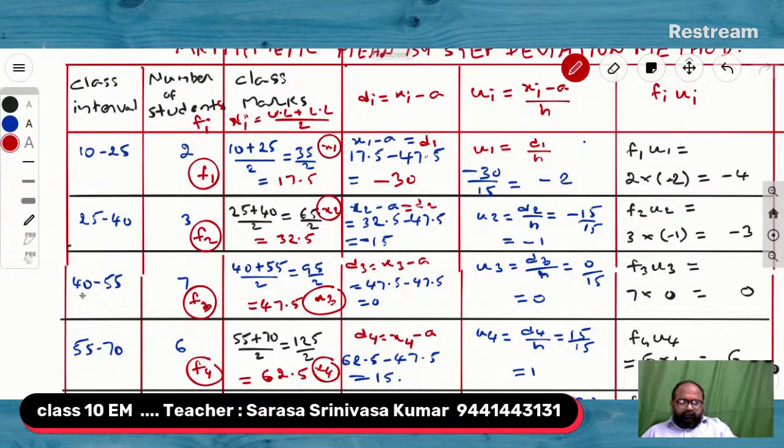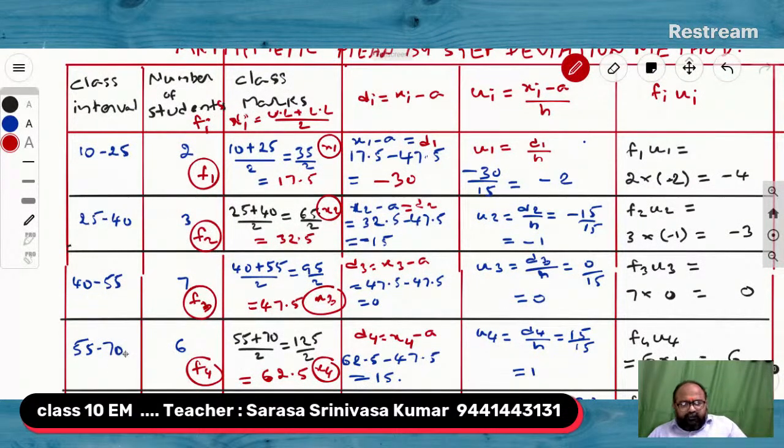Now we consider the class interval 40 to 55. Lower limit is 40, upper limit is 55. Here we calculate class marks by the formula upper limit plus lower limit by 2. So 55 plus 40 by 2, this is 95 by 2. We get x3 equal to 47.5.